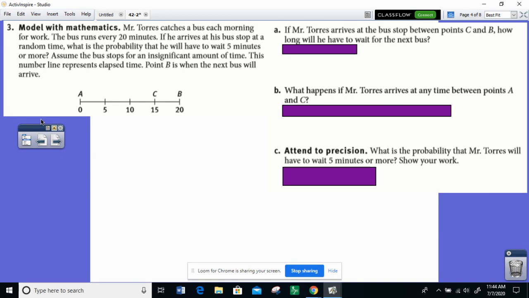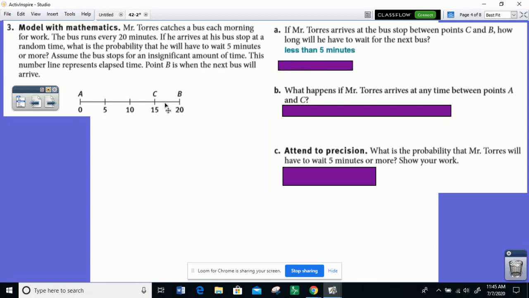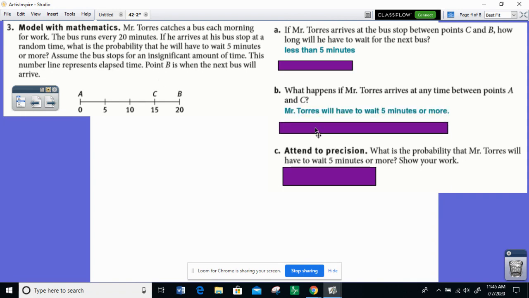This number line represents elapsed time, and point B is when the next bus will arrive. So part A says if Mr. Torres arrives at the bus stop between point C and B, how long will he have to wait for the next bus? Well, if the next bus shows up here, and he arrives here or later, then at most he would have to wait 5 minutes. If he's closer to point B, then it would be less than 5 minutes. What happens if Mr. Torres arrives at any time between points A and C? Well, then he will have to wait at least 5 minutes, 5 minutes or more.